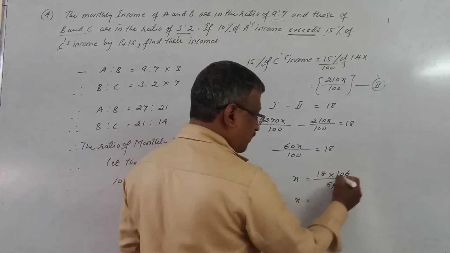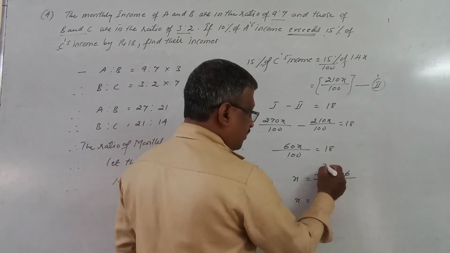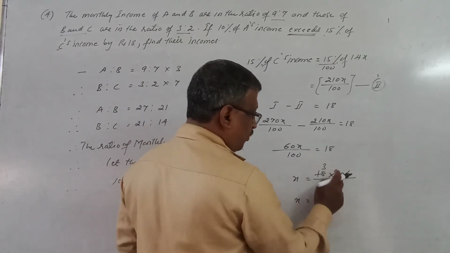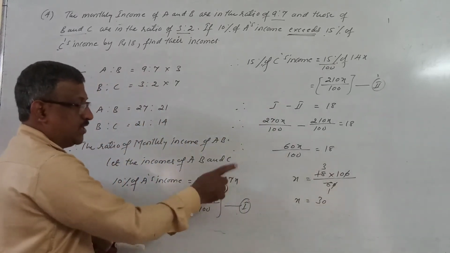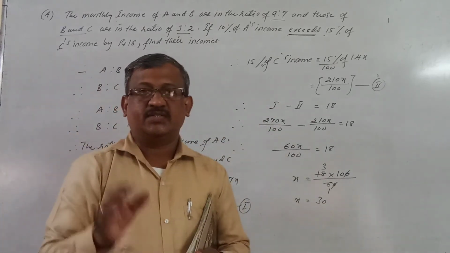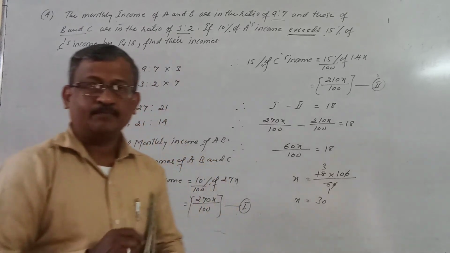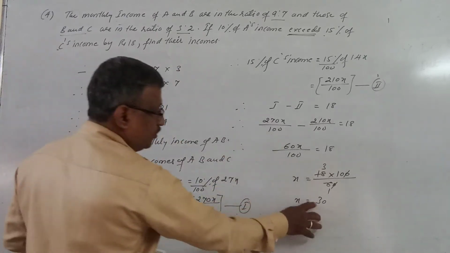If you divide this, 1 and 0 get cancelled, 6 1s are 6, 3 6s are 18. So 3 into 10 you will get 30. So what is that fixed number? It is 30. 30 is that fixed number. Yeah, so now that number is known.